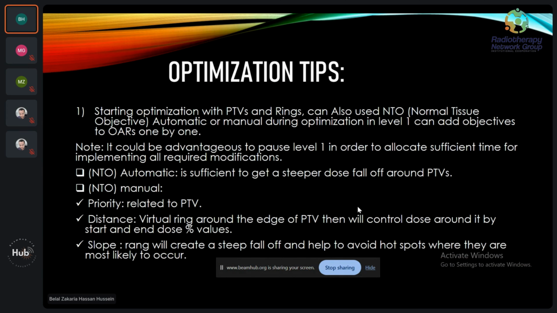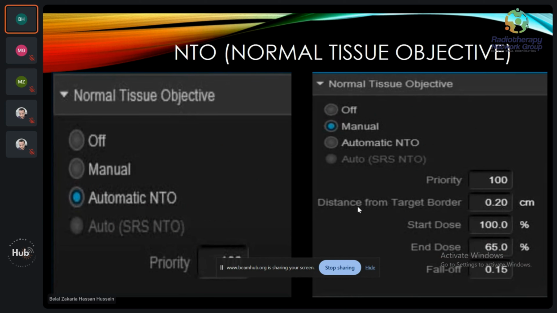I will again explain the normal tissue objective. Normal tissue objective can work manual or automatic. If you want to work with the automatic normal tissue objective, you can put the priority relative to the BTV. If you start with the BTV 100, you can put normal tissue objective 100 also to 120.